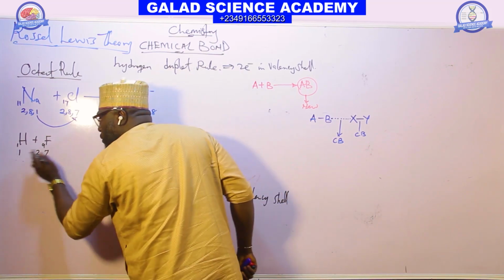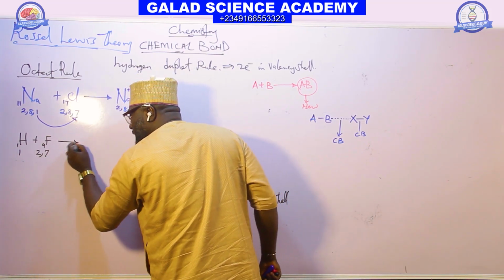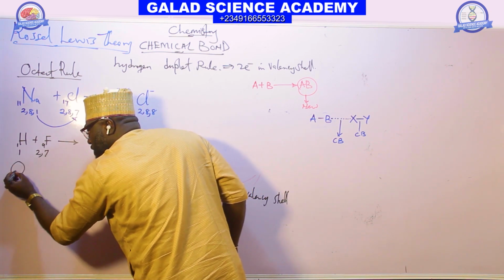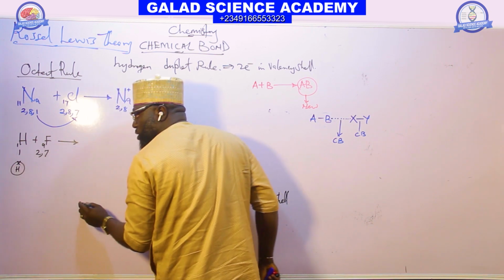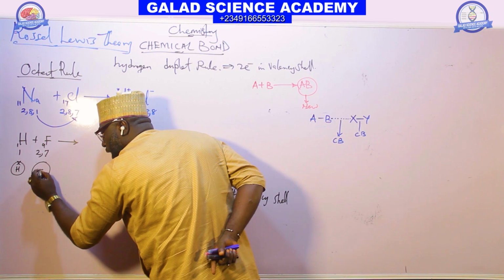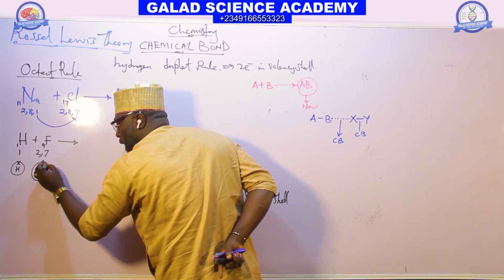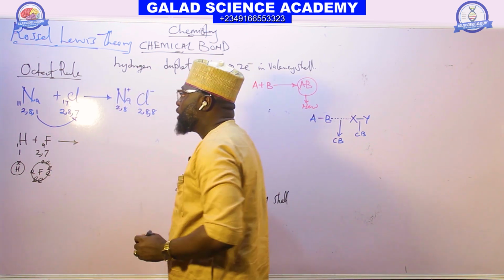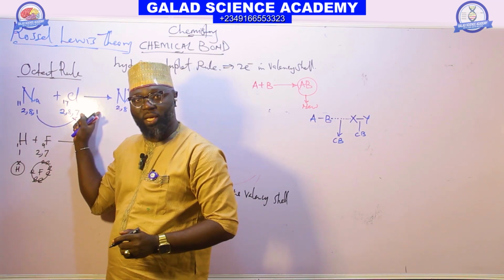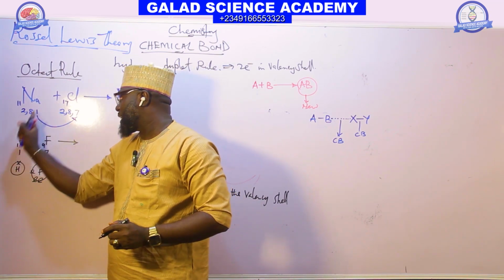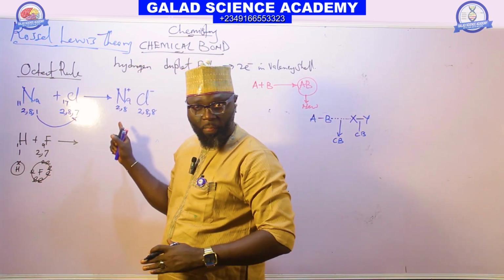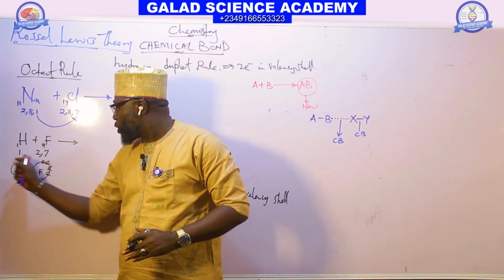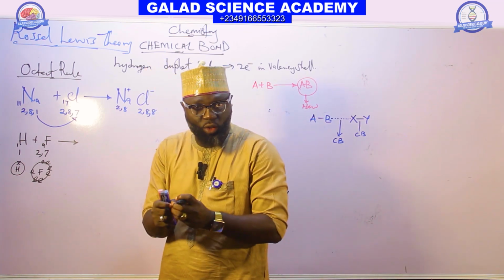So when they react together like this, assume this is hydrogen, H with its own electron, and we have fluorine, F, with its own electron: 1, 2, 3, 4, 5, 6, 7. In the earlier case they transfer because one is a metal and the other is a non-metal, which I will explain later. But here, this is hydrogen and this is fluorine, two non-metals. Two non-metals cannot transfer the electron. They will share.